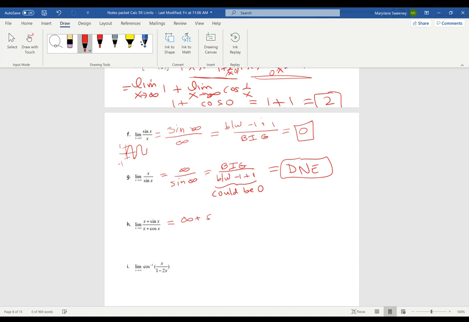This would be infinity plus sine infinity over infinity plus cos infinity. So infinity plus something between -1 and 1. The -1 and 1, 0, 0.5, whatever number it is, is kind of insignificant. If you have infinity over infinity, that's going to be 1.